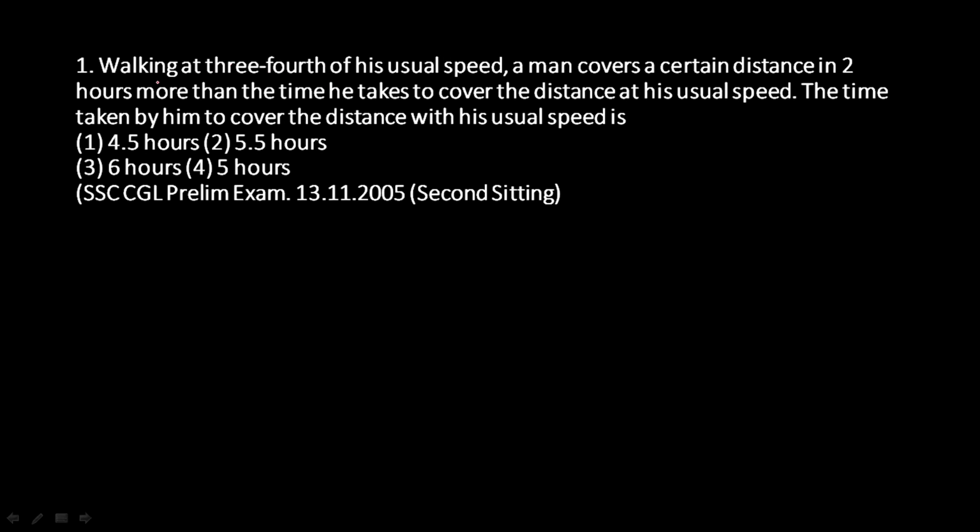So look at the first problem today. Walking at 3/4 of his usual speed, a man covers a certain distance 2 hours more than the time he takes to cover the distance at his usual speed. The time taken by him to cover the distance with his usual speed is.